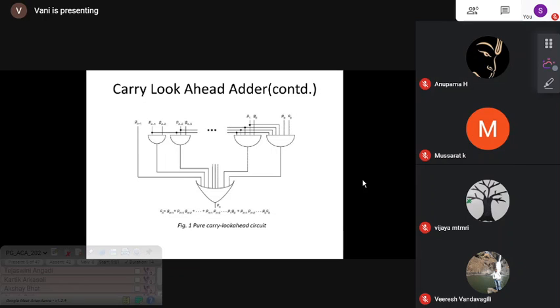Thus, we can improvise this architecture. We will see how we can improvise this architecture.